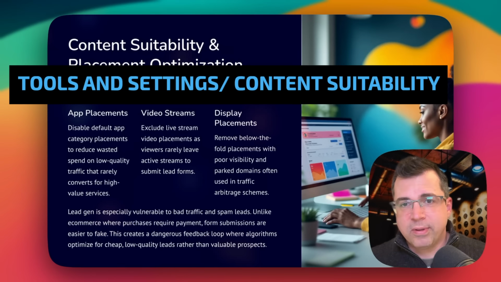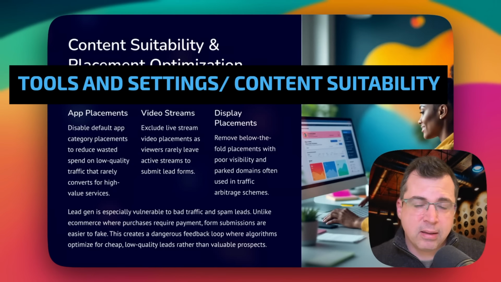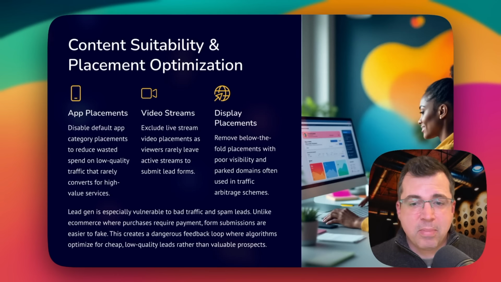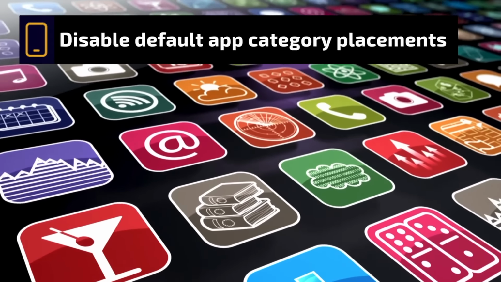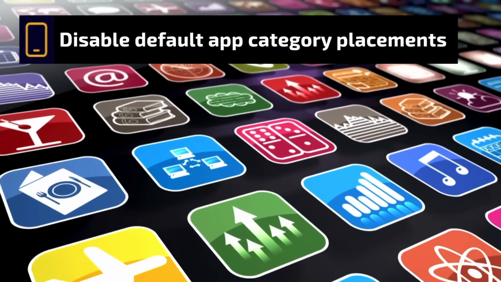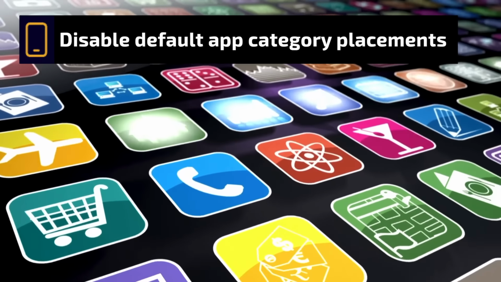It's under tools and settings, content suitability. The actual impact can be 10 or 20% at efficiency. So here are a few key optimizations that you can make. Disable default app category placements. This reduces wasted spend on low quality traffic.